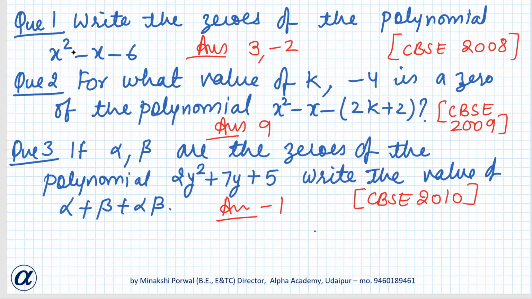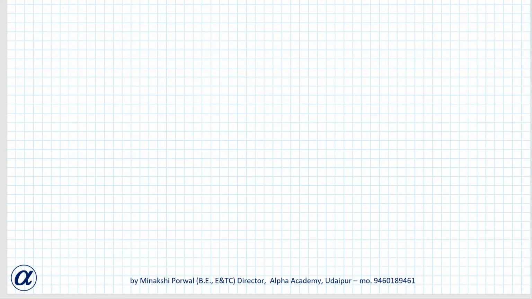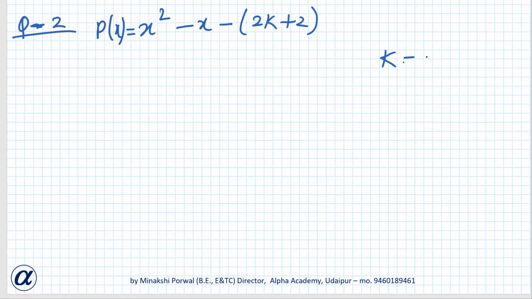Okay. Question 2, for what value of k is minus 4 a 0 of this polynomial? Okay. So question 2, there is a polynomial x square minus x minus 2k plus 2. Okay. So there is a polynomial p(x). We have to find the value of k such that minus 4 is its 0.